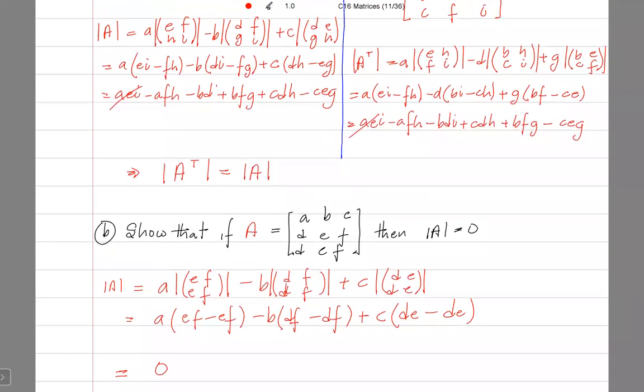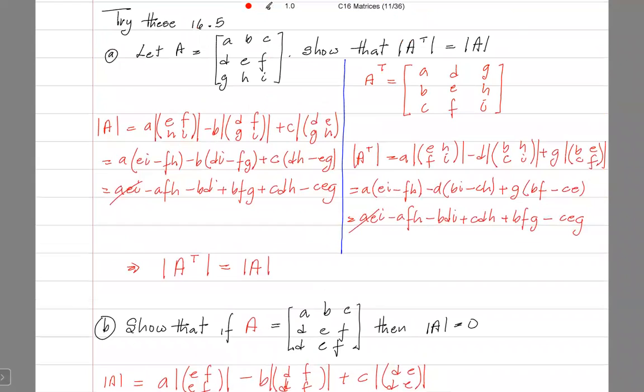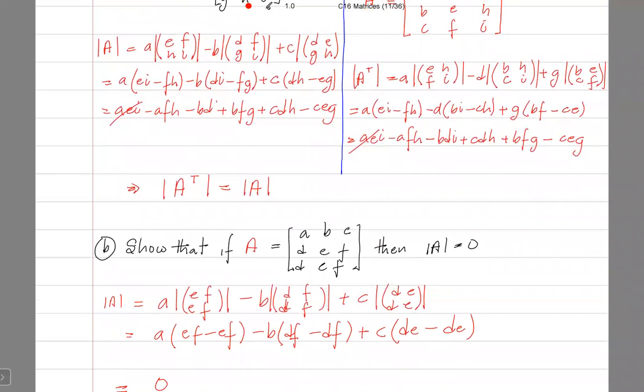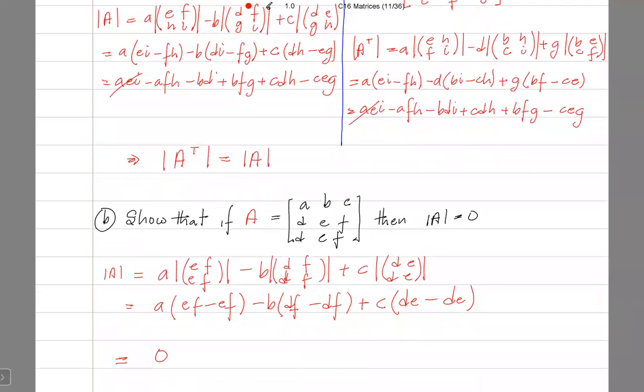So here are two things we end up showing to be true: that the determinant of A transpose is equal to the determinant of A, and that if two of the rows of a matrix are identical, then the determinant of that matrix is going to be equal to 0.